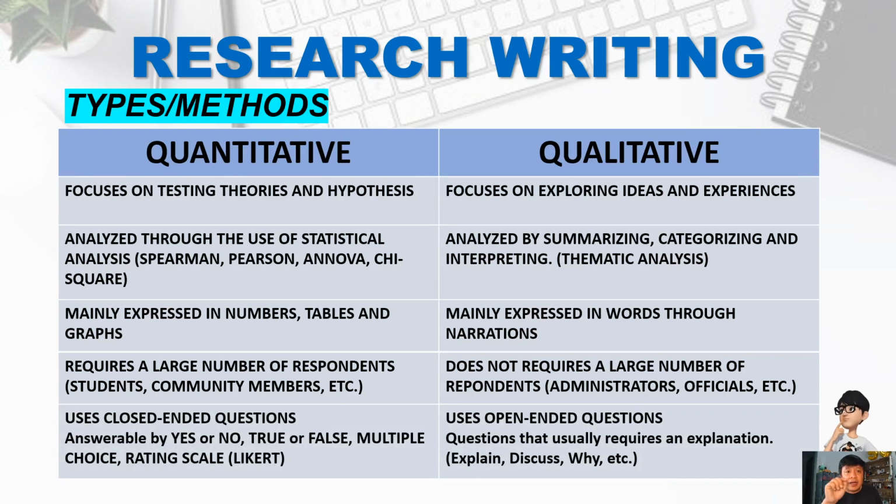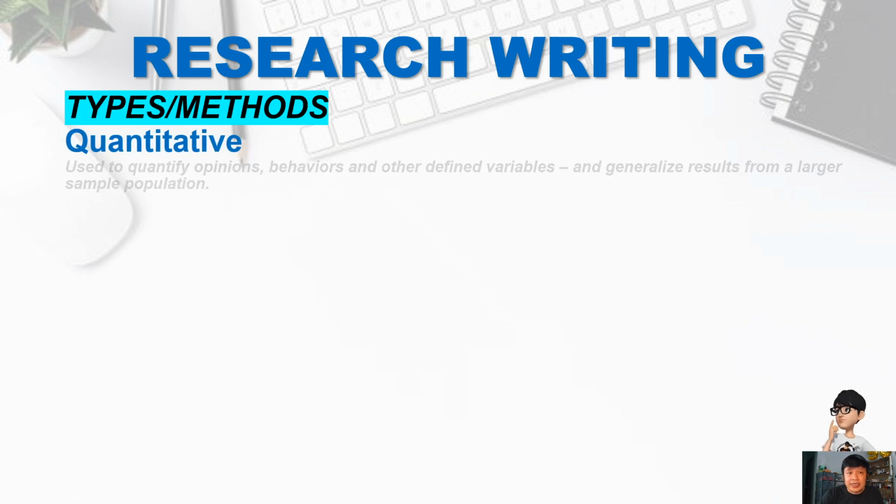And then the next one, under quantitative, it uses close-ended questions for gathering data using a particular instrument, specifically a questionnaire. It uses close-ended questions answerable by yes or no, true or false, multiple choice, and rating scales like the Likert scale. And then under qualitative, this one uses open-ended questions, meaning questions that usually require an explanation. So it usually asks you to explain, discuss, and starts a question with why, how, and so on and so forth. Okay, now moving on to the next.